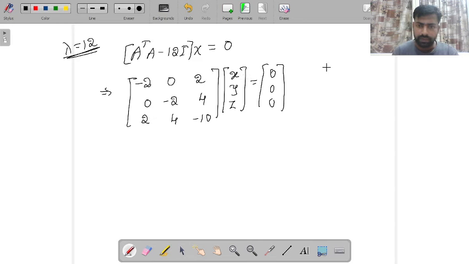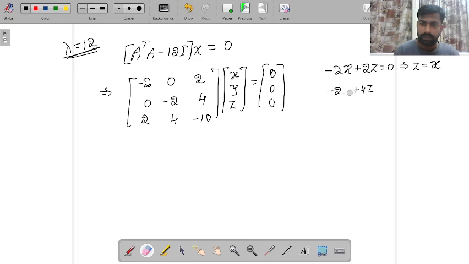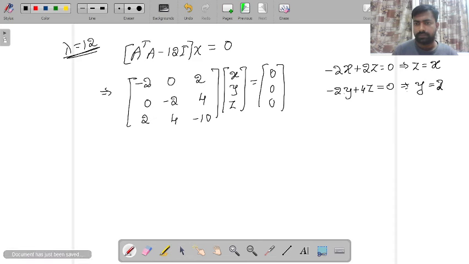So if you solve these equations, negative 2x plus 2z equal to 0. And from this you can see z is nothing but x, or x equal to z. And from the next equation, negative 2y plus 4z equal to 0. From this you can see y equal to 2z. No need of solving this next equation because the next equation will be a combination of the first two.